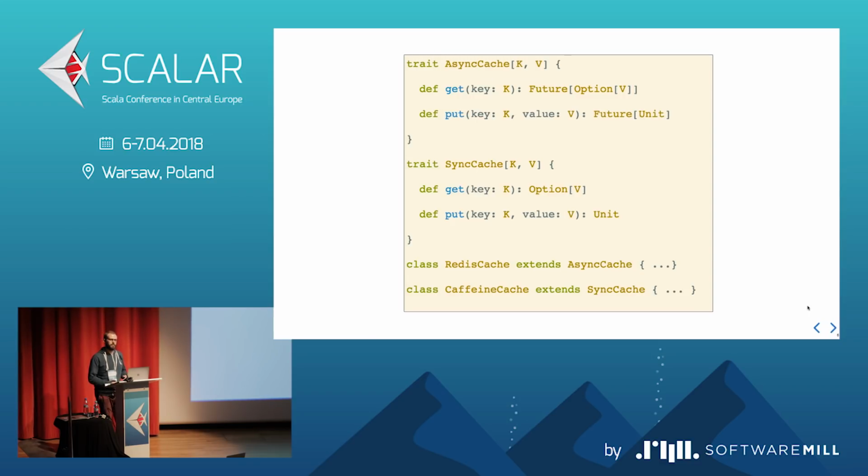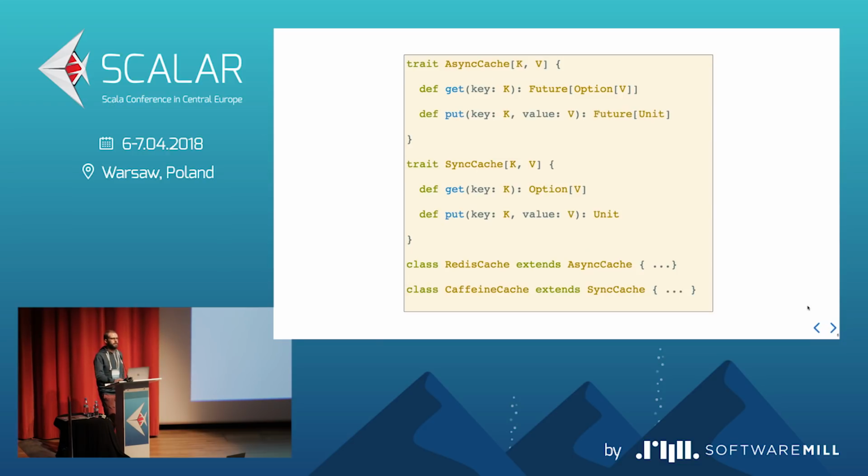So maybe a more useful API would look like this, where you had an async version of your API and a synchronous one, and depending on your cache implementation, you would implement the appropriate one. So that's one option for dealing with this kind of duality of synchronous and asynchronous.